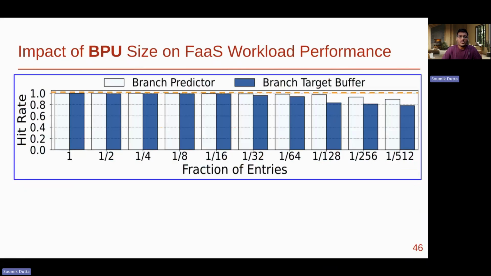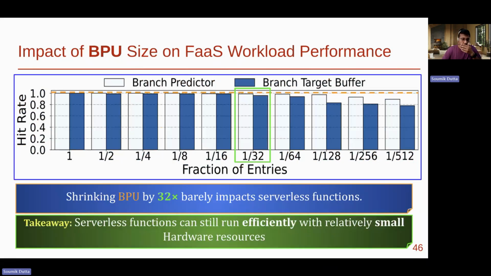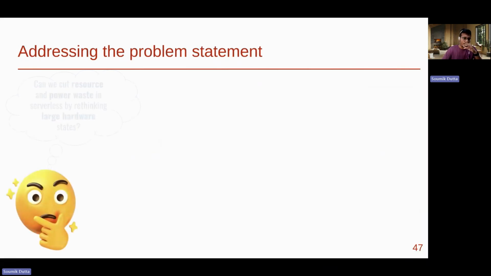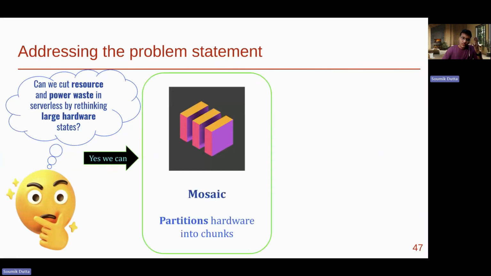Similarly, for the branch predictor unit we can see the hit rate decreases negligibly until we go to 1/32nd size of the branch predictor unit. So from this we can take away that serverless functions can still run efficiently with small hardware resources. So to address this problem of bigger resources, the question that comes is: can we cut resource and power waste in serverless by rethinking this large hardware state? And the answer is yes.